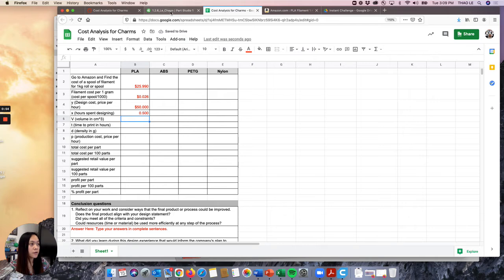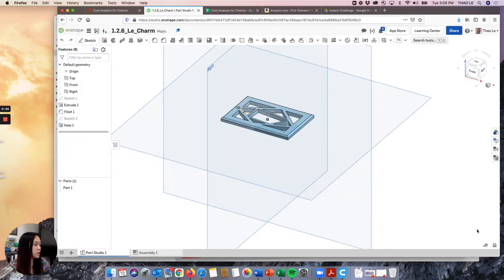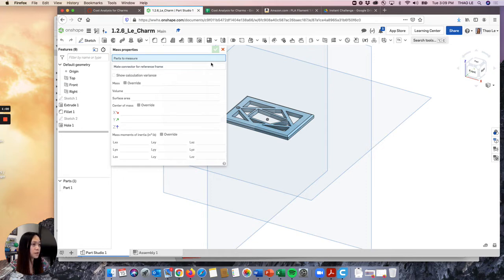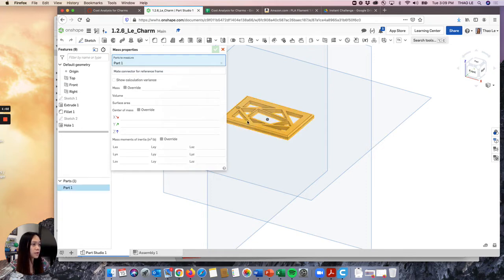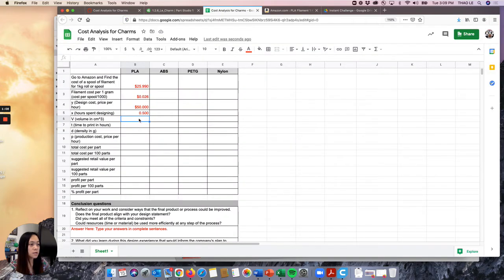Volume. So to get volume, you're going to have to go back to Onshape, go to the lower right hand display mass property, parts to measure. So I'm going to click on that, and it's going to let me know the volume is 0.148. So I'm going to go to my cost analysis, 0.148.